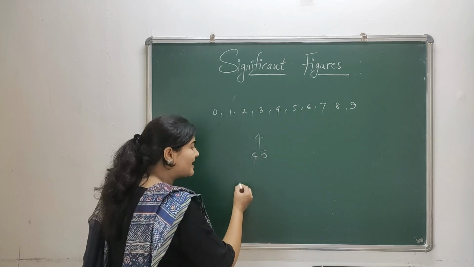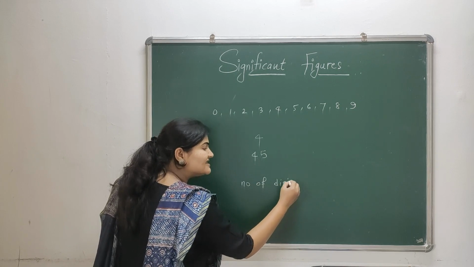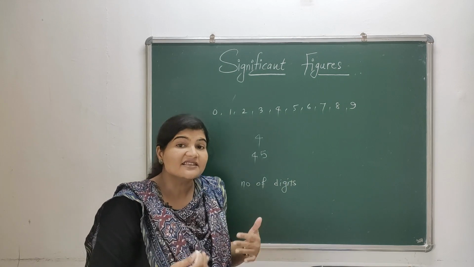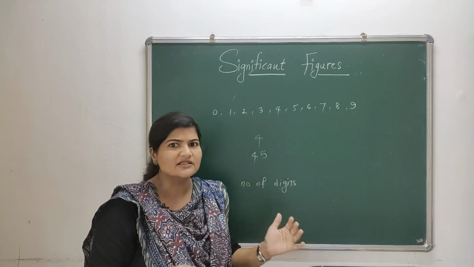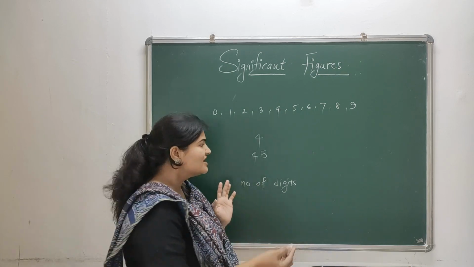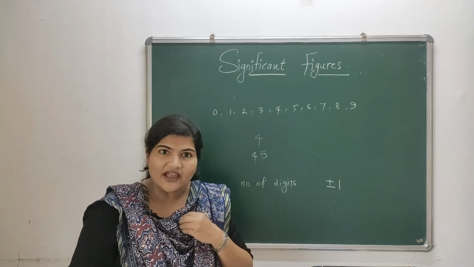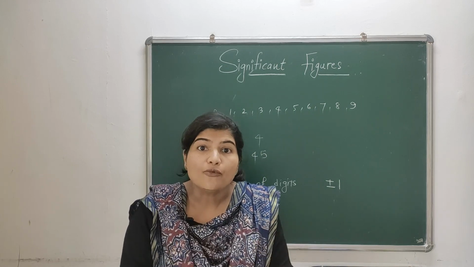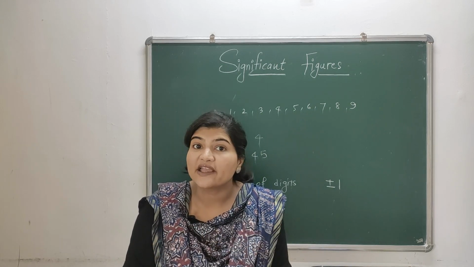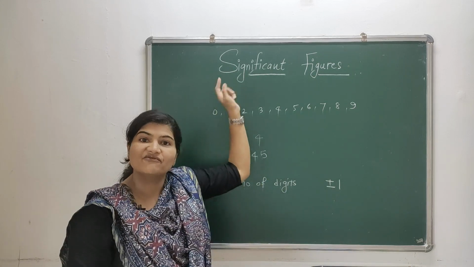These are the number of digits which are actually necessary to express the results or values with certainty. Plus one uncertain digit can be there, which we can refer to as plus minus 1, right? So if I want to tell a result with certainty, how many digits will I require? That number is referred to as significant figures.